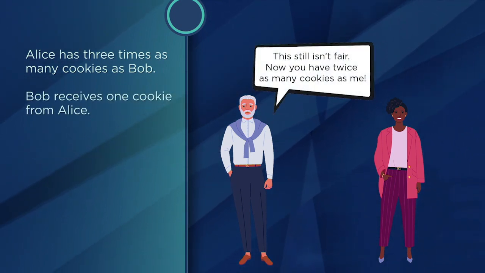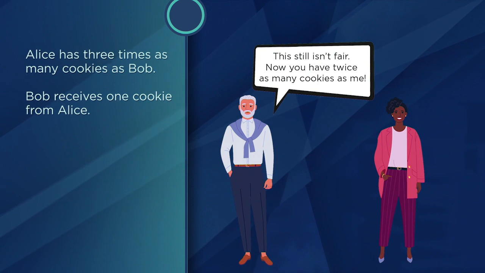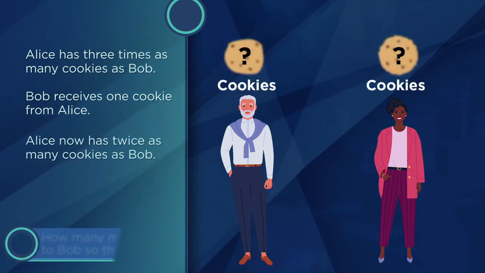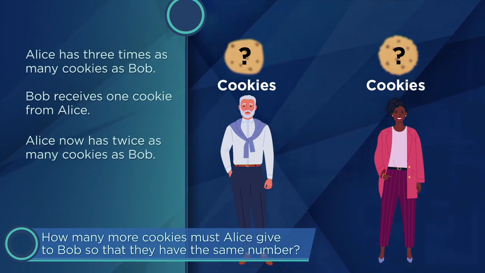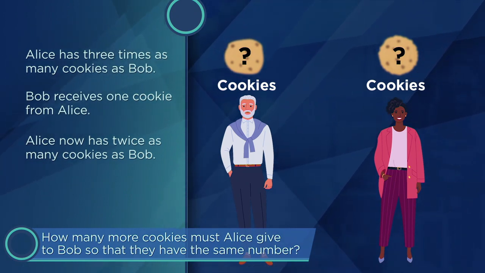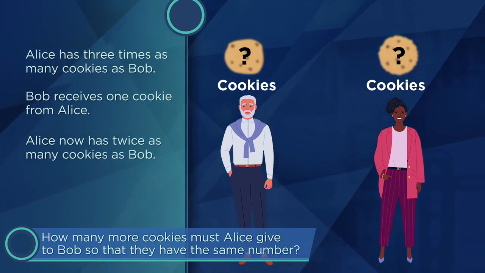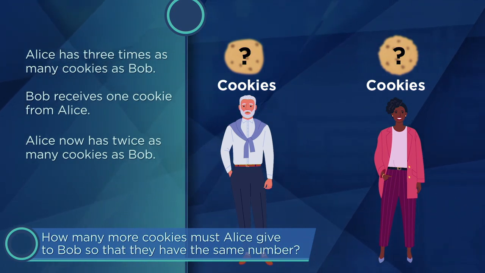Bob said, "This still isn't fair. Now you have twice as many cookies as me." The question is, how many more cookies must Alice give to Bob so that they have the same number? And no, I didn't forget to tell you how many cookies there are in total. You just don't need that piece of information.